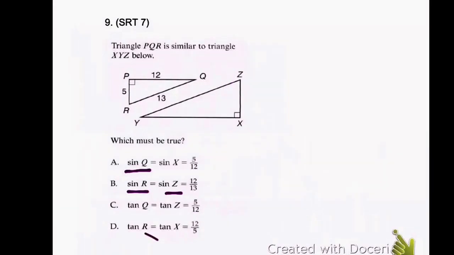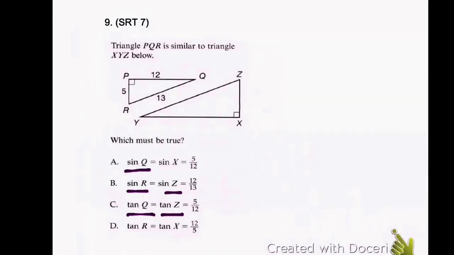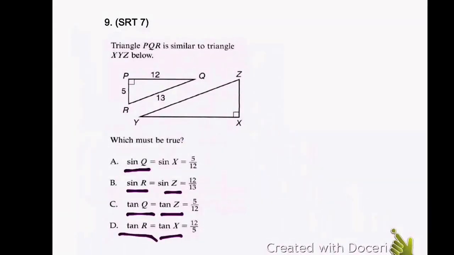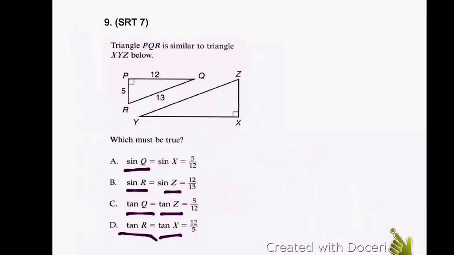Next, we want to know tangent Q and tangent Z. Is angle Q congruent to angle Z? And then finally, they want to know if tangent R is equal to tangent X. So you ask yourself, is angle R congruent to angle X? So by going through the answers, determine the answer to the question.